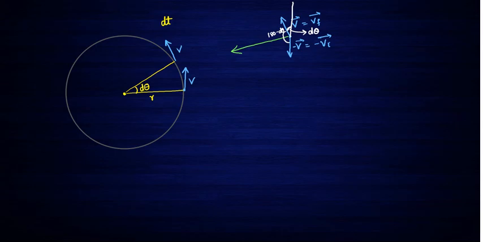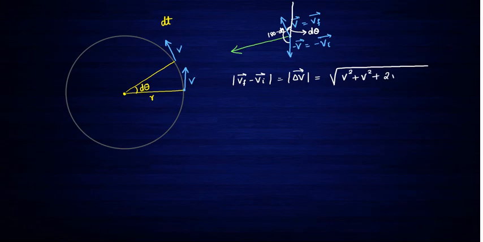what we need to do is write down the magnitude of v final minus v initial. So I am abbreviating this as the magnitude of the delta v vector. So this is going to be equal to the square root of v square plus 2 v into v into cos of 180 minus d theta. This is what it is going to amount to.